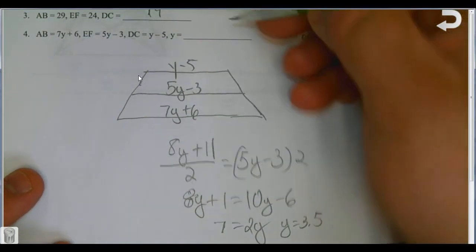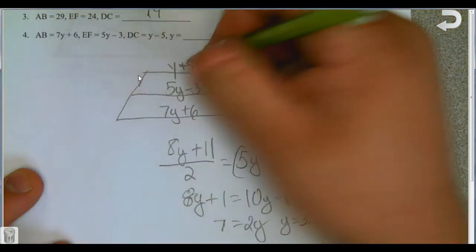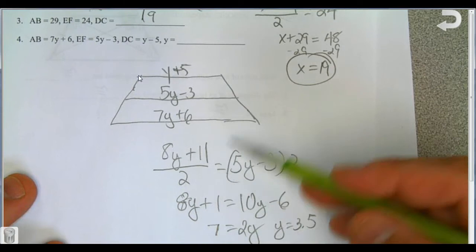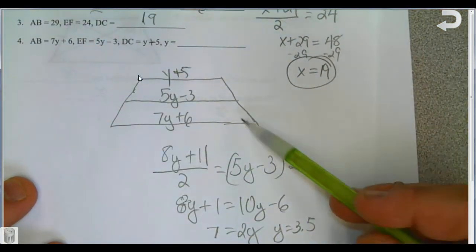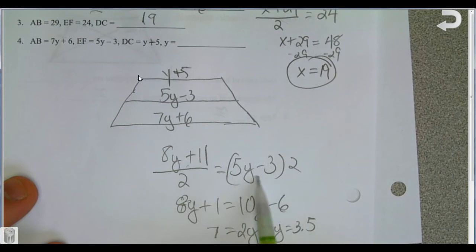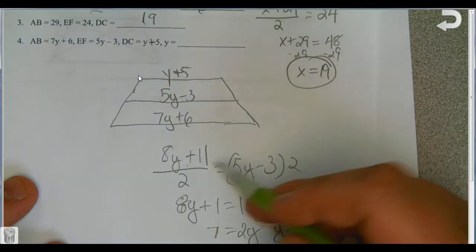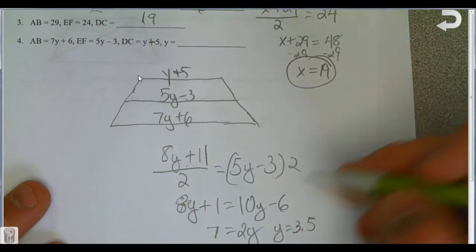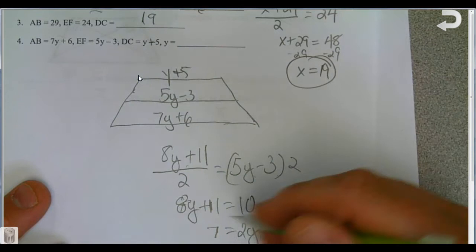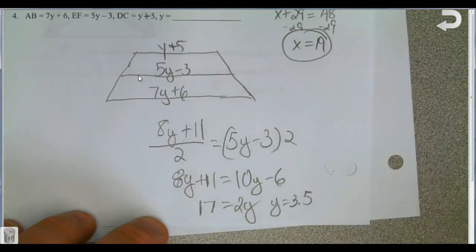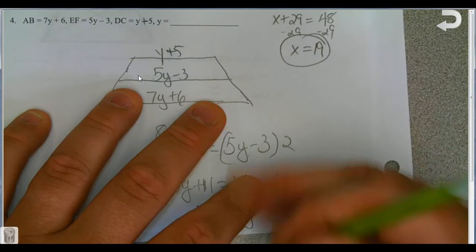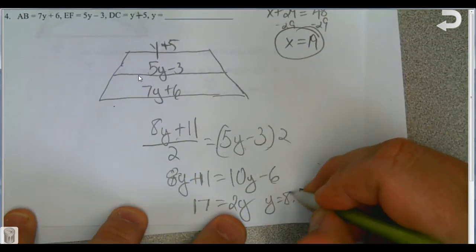Figured out the error. It's supposed to be y plus 5. So 8y plus 11 is supposed to be y plus 5. My bad, guys. So 8y plus 11 is equal to 5, divided by 2 is equal to 5y minus 3. And so then 8y plus 11 is equal to 10y minus 6. This is 17 is equal to 2y. And so this is y is equal to 8.5.